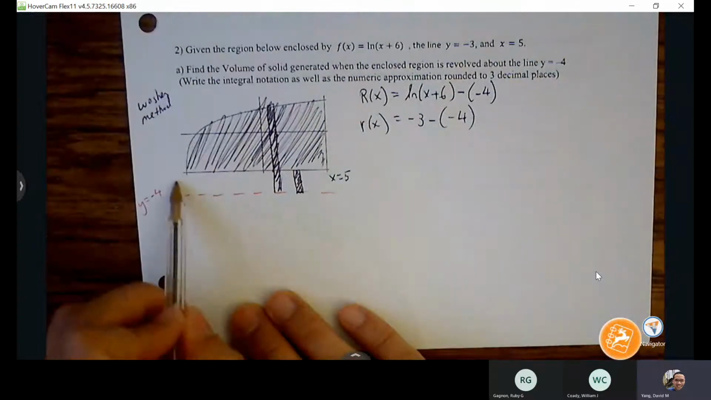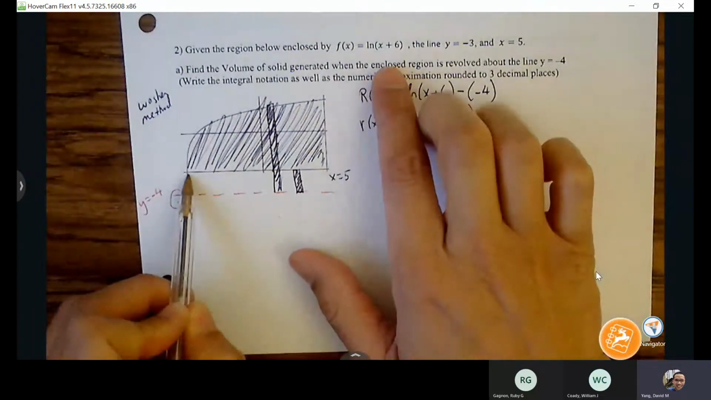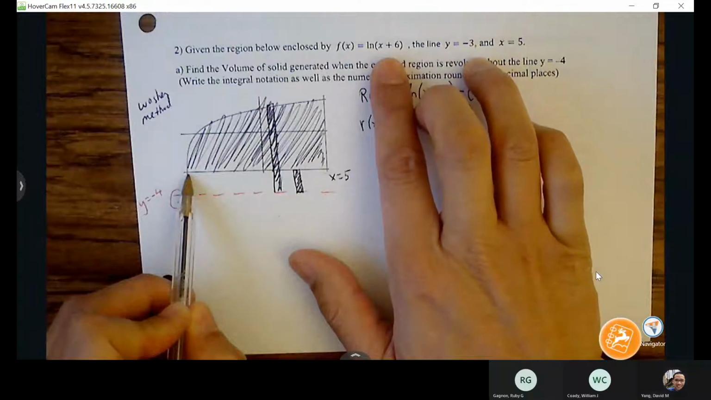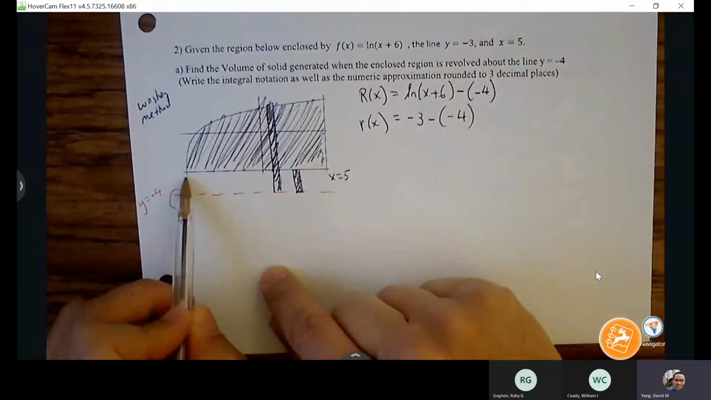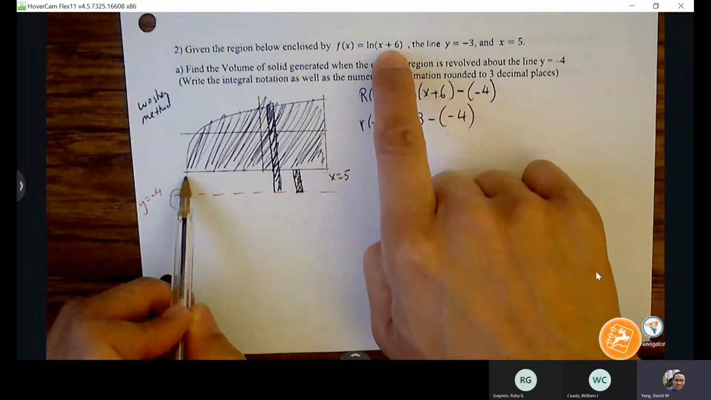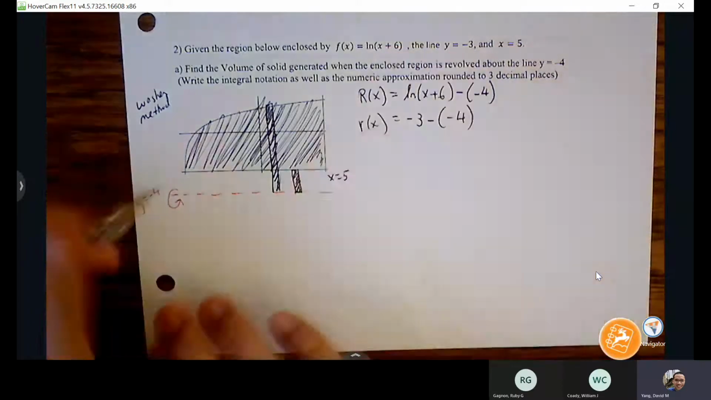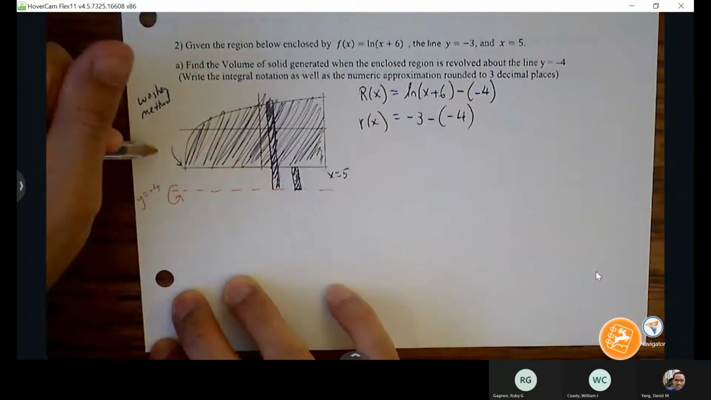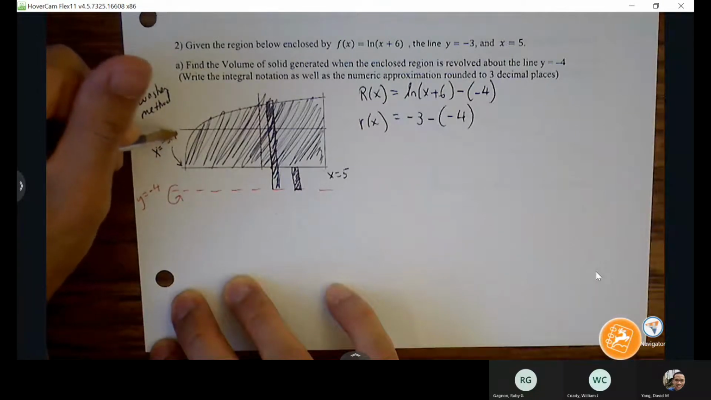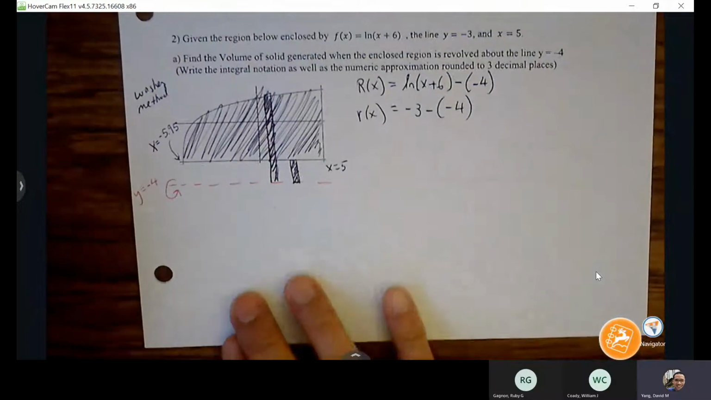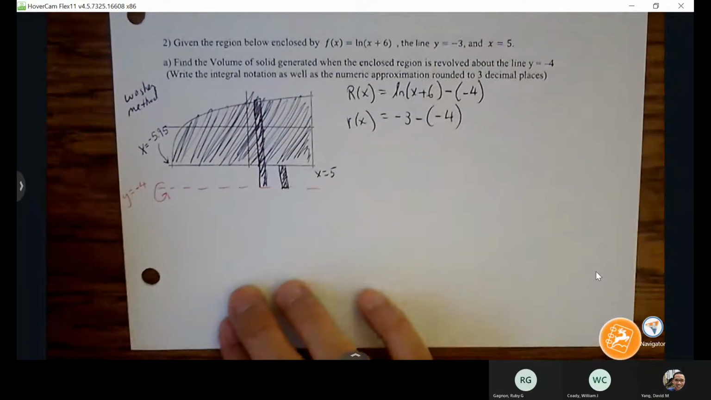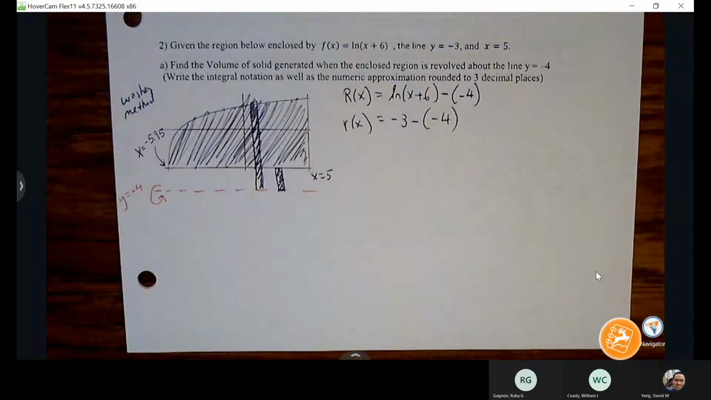We also need to spend the time to find that intersection. So you can set natural log of x plus 6 equal to -3. And again, make sure that you choose a value. Actually, this should be safe. You can start at 0 and you'll be able to get that intersection there. Let me know if you have any trouble finding intersections or bounds on your calculator.